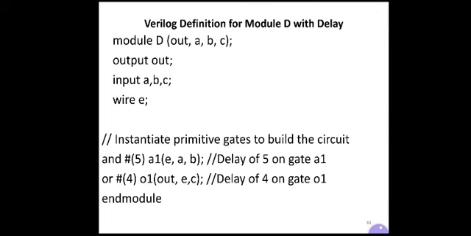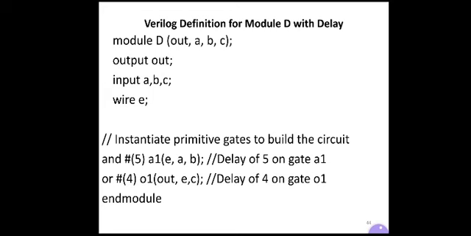So the program for this one, that is the Verilog definition for the module D using delay, can be written like this. Module D is the name of the module. Out comma A comma B comma C, this is the list of the ports. Then declaration of the ports, output out, input A comma B comma C, then wire, there is an intermediate wire E. So this is the declaration part.